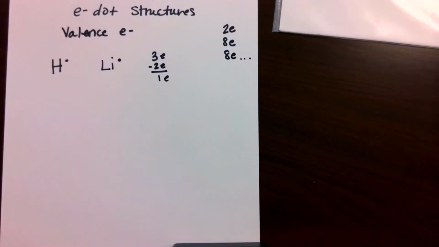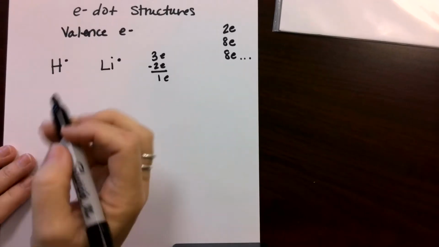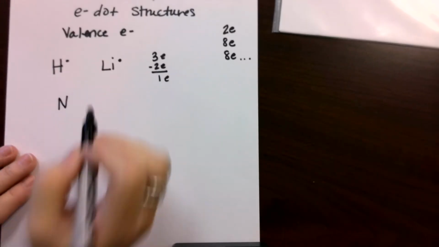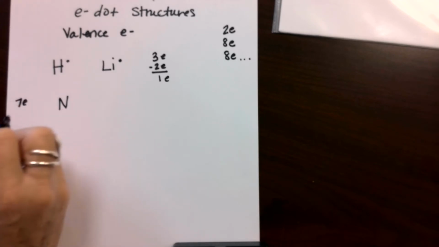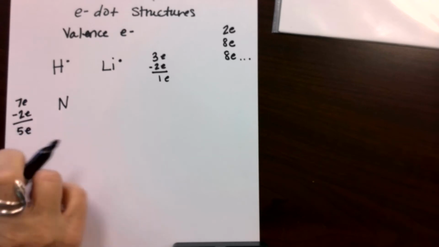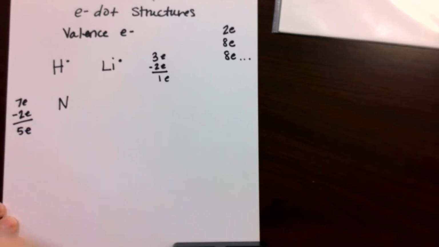Okay, remember that electrons go 2 in the first shell, and then 8, and then 8, and then 8 in each shell after that. So if I were to do nitrogen, nitrogen is number 7. So we have 7 electrons. We subtract the 2 for the first shell. That gives us 5. And 5 is less than 8, so there's 5 in the last shell.